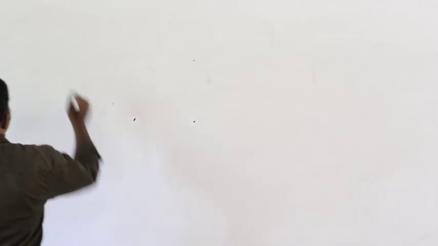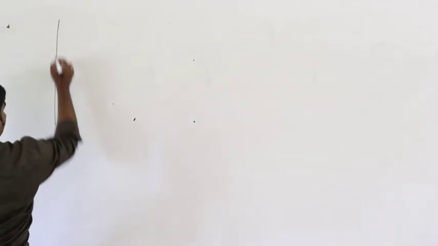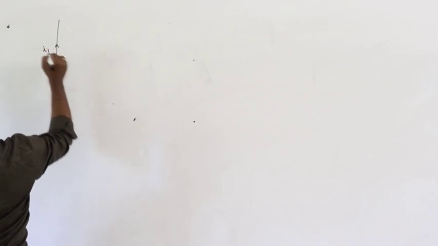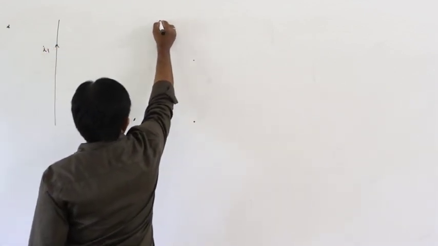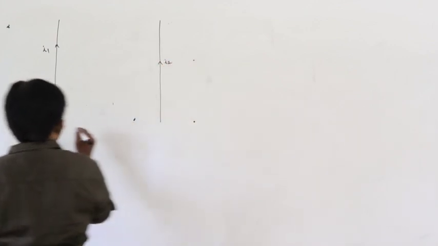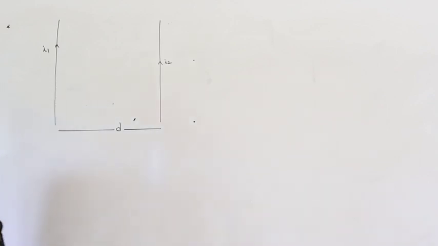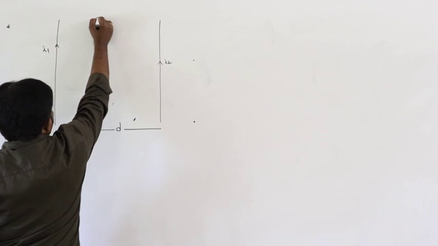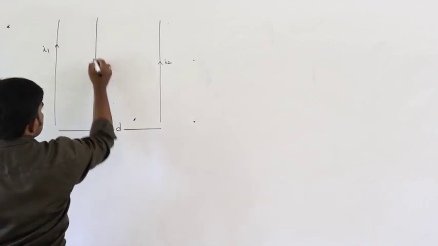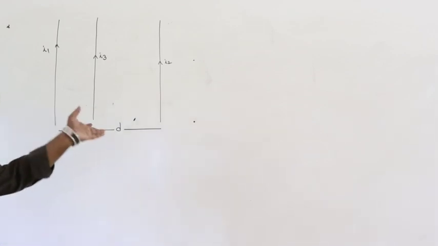Next, for example, same situation. Let us say it is I1 and it is I2. Currents are in the same direction. The distance between these two is D. For example, another conductor is placed like this, of I3. Maybe the current is in the same direction or opposite direction.